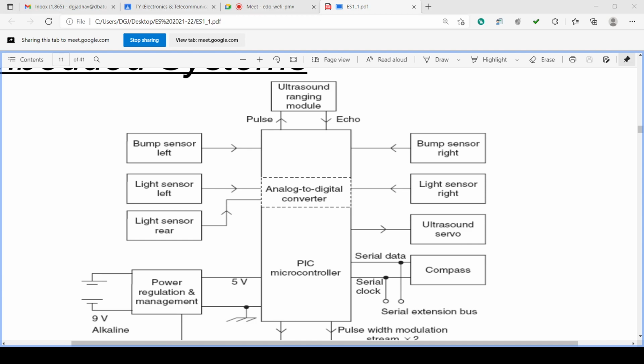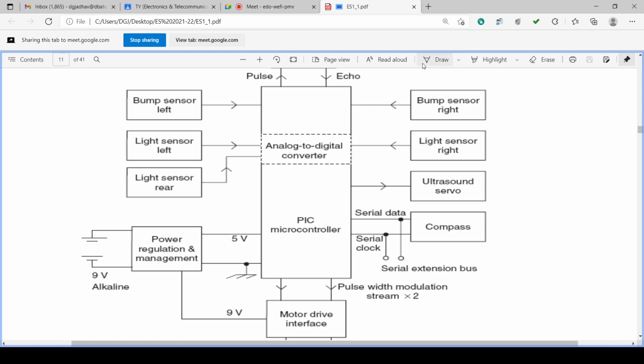So this system is having a microcontroller. Okay, PIC microcontroller is there here as an example. So there is a microcontroller in the embedded system. For this microcontroller to function, battery or power supply is required. A 9-volt alkaline battery is shown here. Okay, power supply is required on which the microcontroller runs.